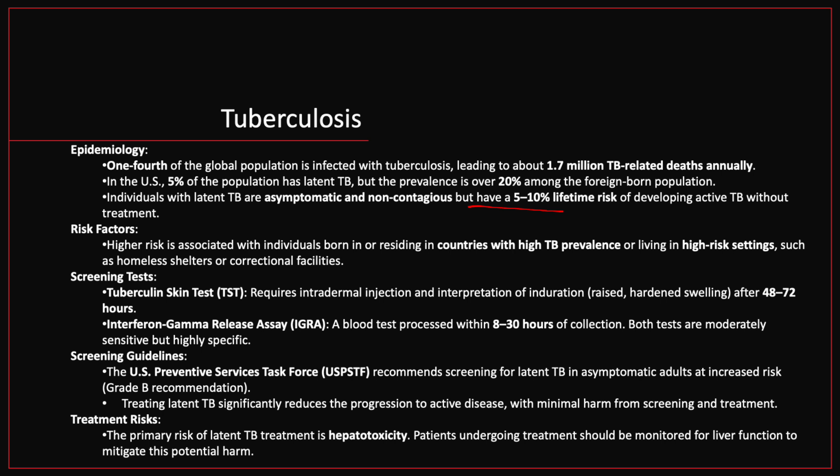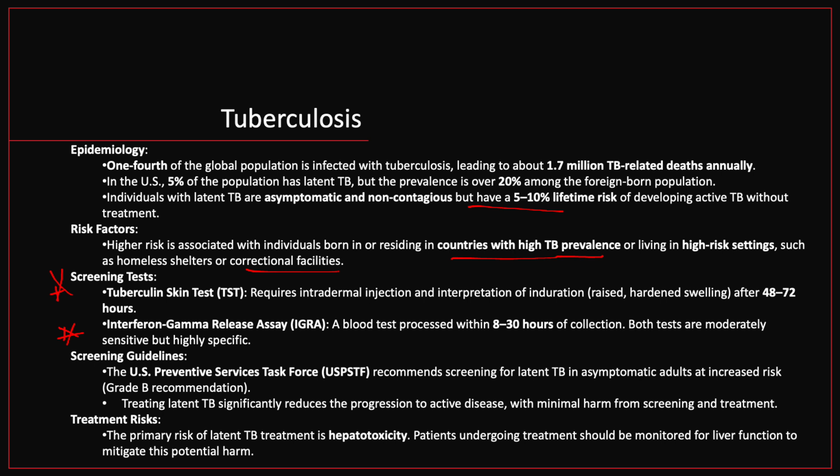Risk factors: high risk is associated with individuals born in or residing in countries with high TB prevalence, or living in high-risk settings such as homeless shelters or correctional facilities. We know the tuberculin skin test and the interferon gamma release assay, which is a blood test processed usually within 8 to 30 hours of collection. Either one of those is a good screening test.